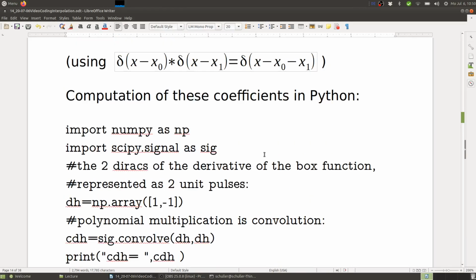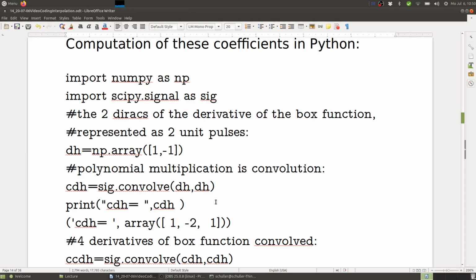Yeah, and you can also compute those coefficients in Python. You don't have to count them. So you simply represent the 2 Diracs from the box function as this array, plus 1, minus 1. So these are the factors of the 2 Dirac functions. And then you convolve them 4 times, basically.